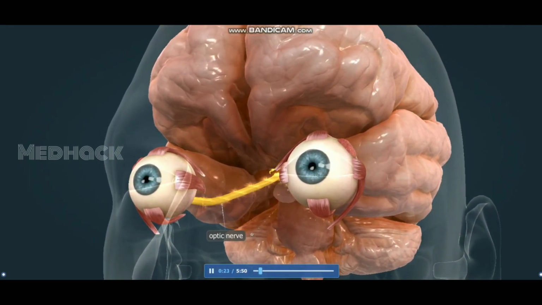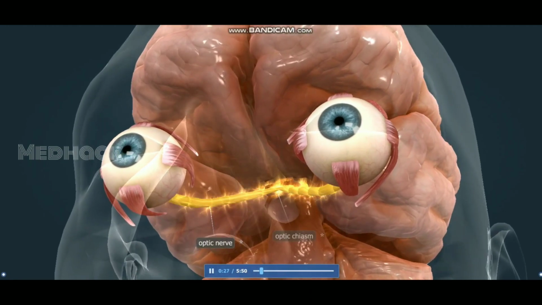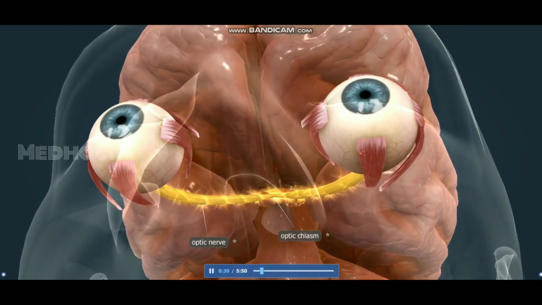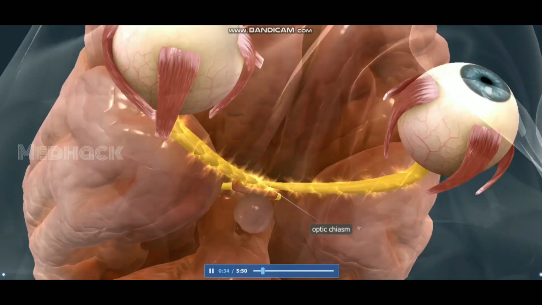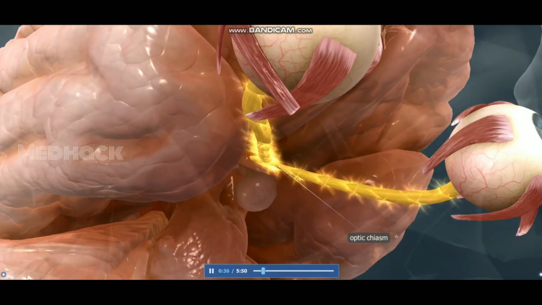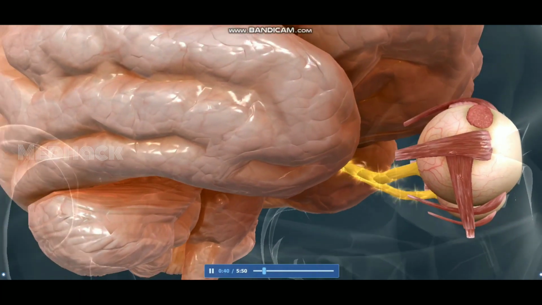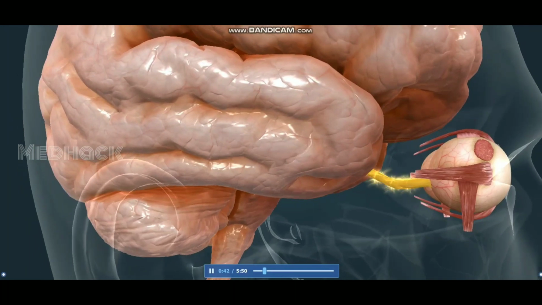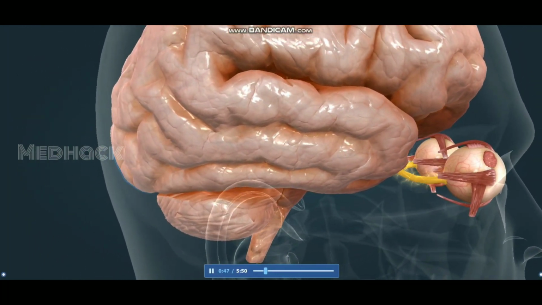The impulses caused by light in the eyes are transmitted to the brain by the optic nerve, also called cranial nerve 2. The optic nerves are partially crossed in the optic chiasma. Therefore, impulses from the inner sides of each retina cross over to the opposite side of the brain. Impulses from the external side, on the other hand, stay on the same side.